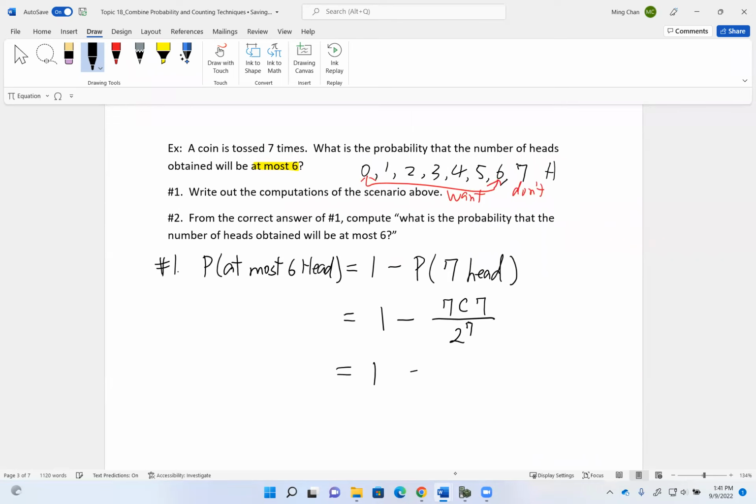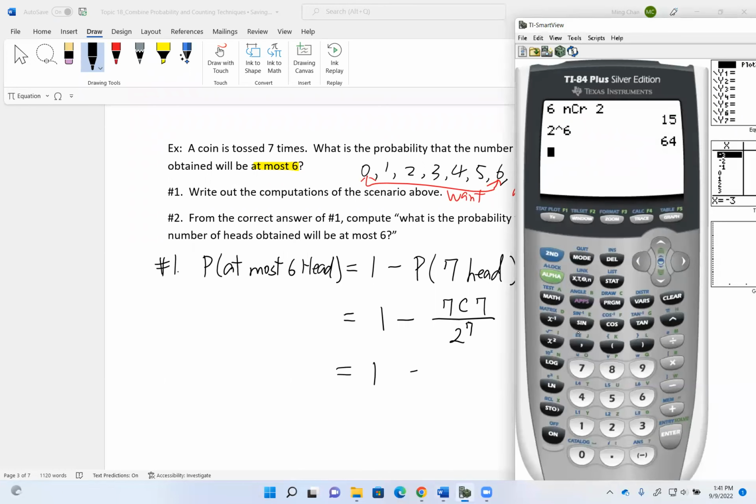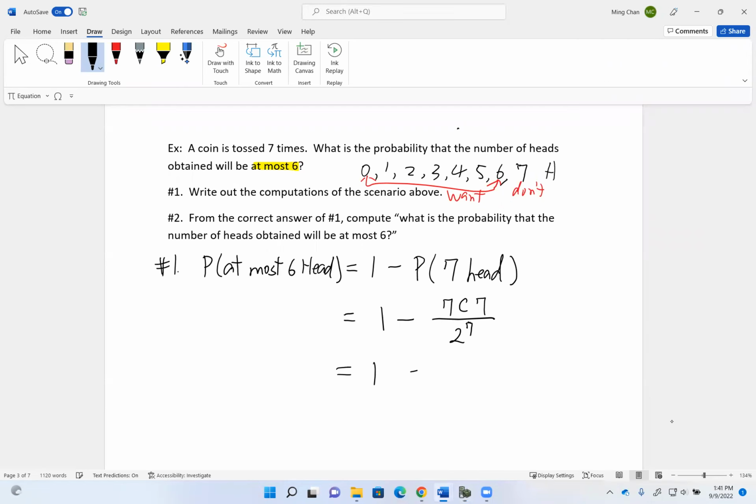So this is going to be 1 minus, 7 choosing 7 is only one way. That makes sense because how many ways can I get all heads? That will be heads all the way through, right? So that's only one way to get all 7 heads out of 2 to the 7 power. If you put it in the calculator, it will be 128.